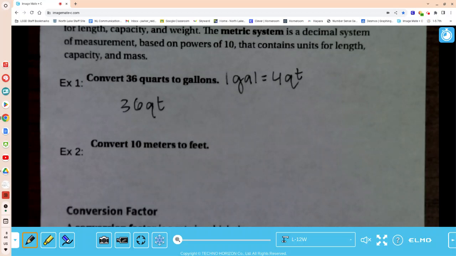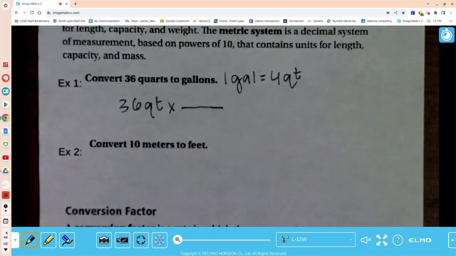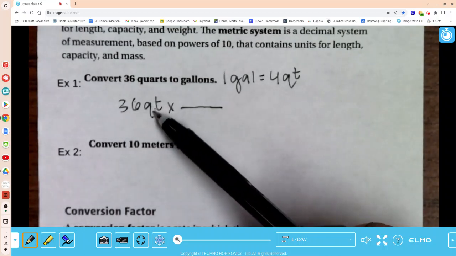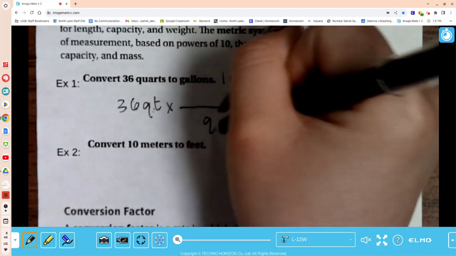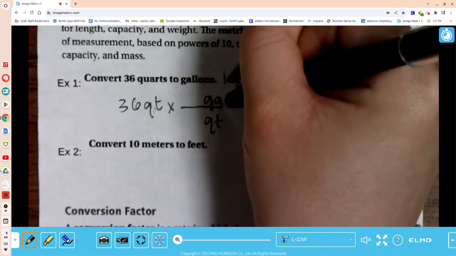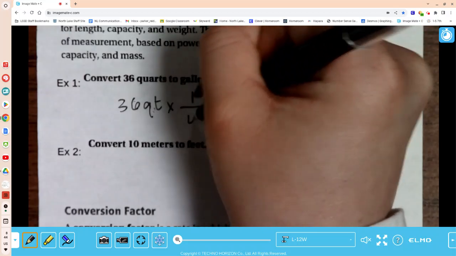So now that I know the conversion factor I'm using, what I'm going to do is multiply this amount by this conversion factor. I'm going to set it up like a fraction. The way I set it up is I want to make sure that the unit that I'm starting with, quarts, goes on the bottom of the conversion factor, and the unit that I want to turn it into goes on the top. So gallons goes on the top. Then I can fill in the numbers from that conversion factor. So it said 1 gallon is 4 quarts. So 1 gallon, 4 quarts.